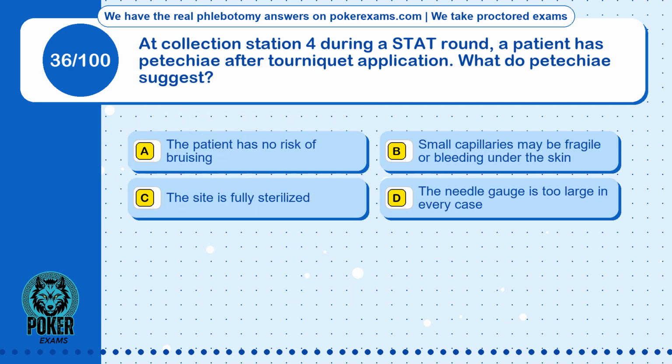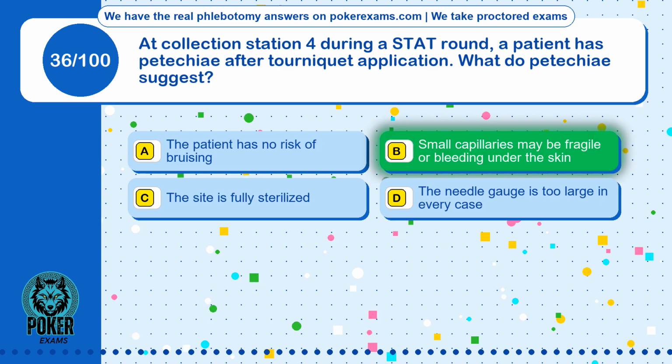Question 36. At collection station 4 during a stat round, a patient has petechiae after tourniquet application. What do petechiae suggest? Option A. The patient has no risk of bruising. Option B. Small capillaries may be fragile or bleeding under the skin. Option C. The site is fully sterilized. Option D. The needle gauge is too large in every case.